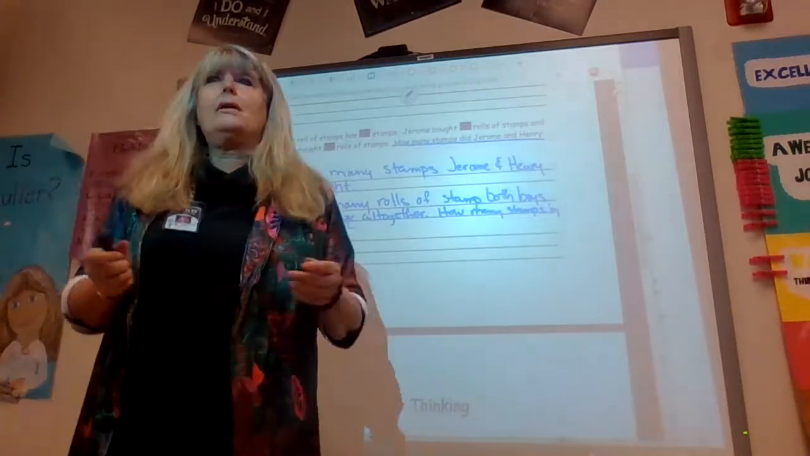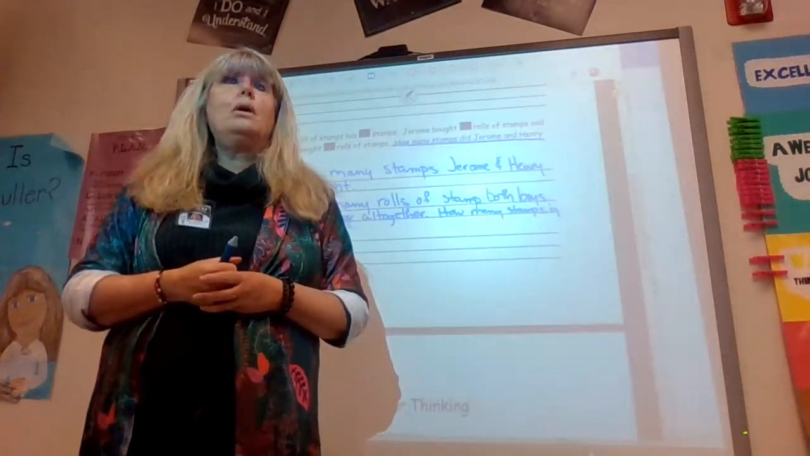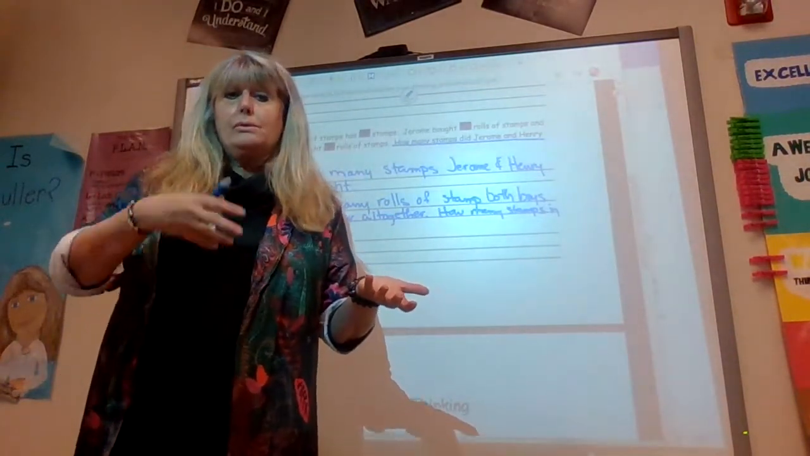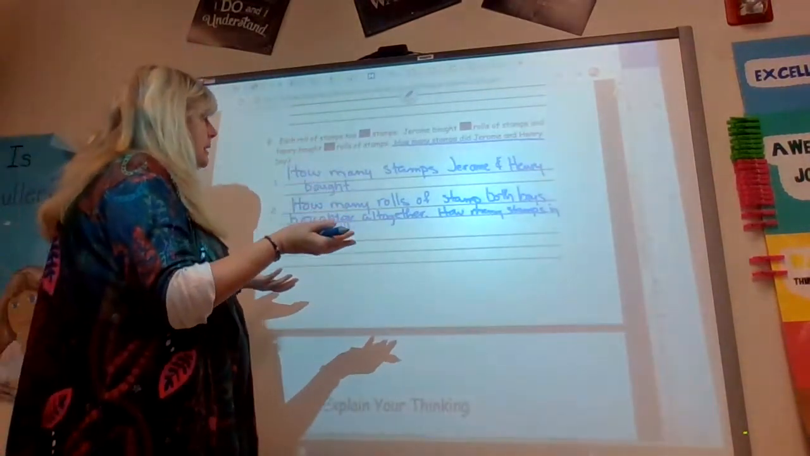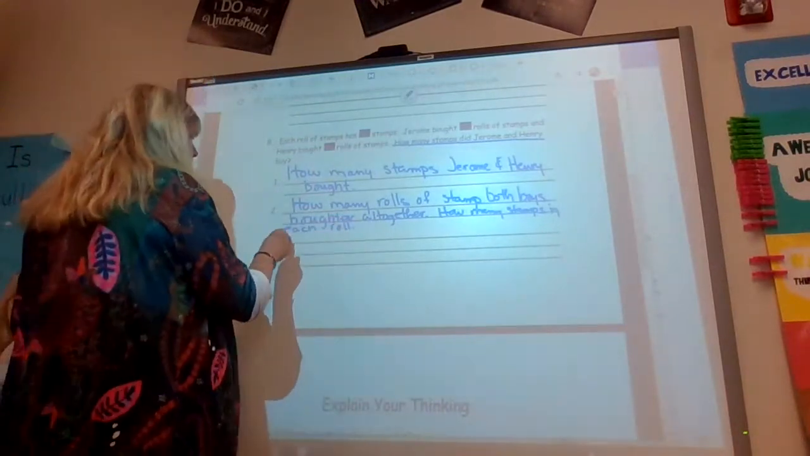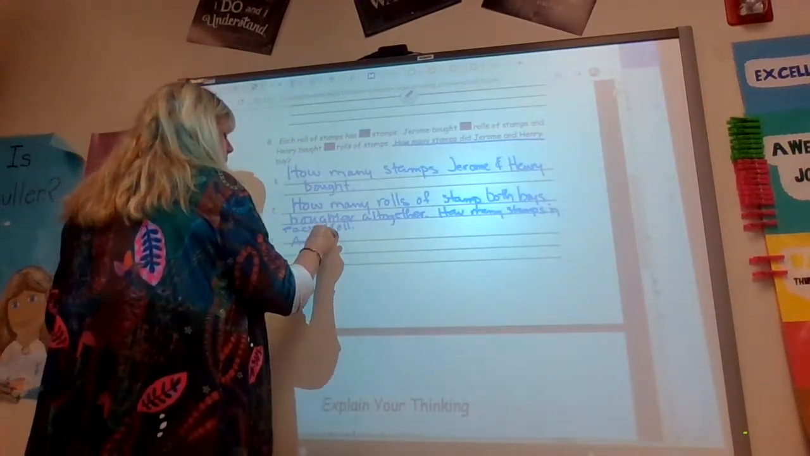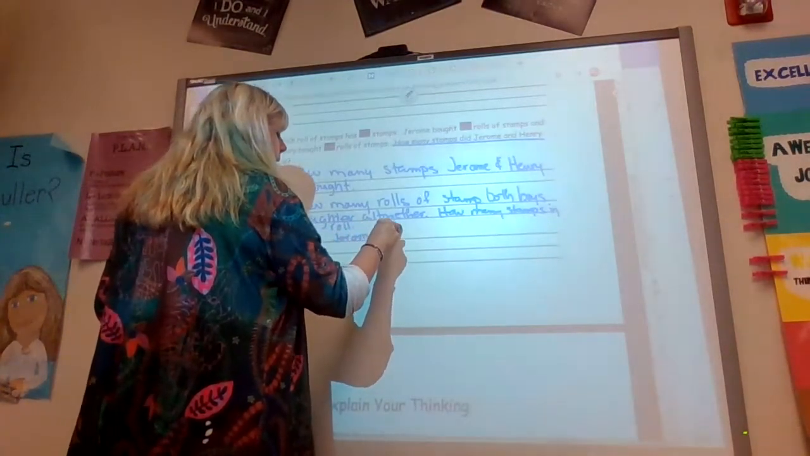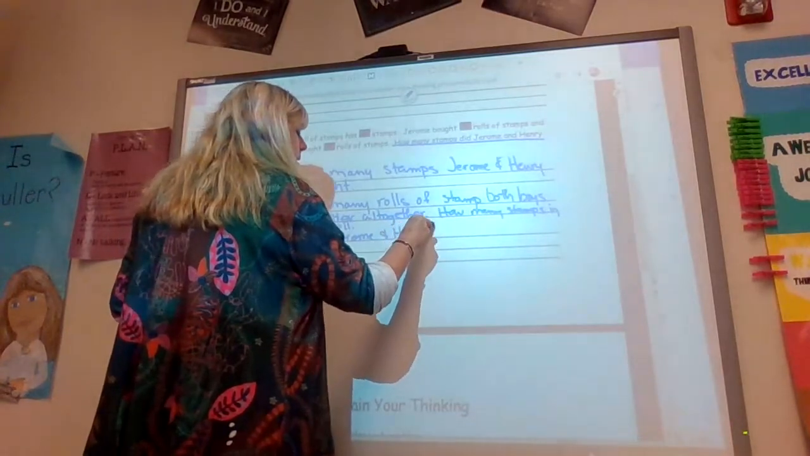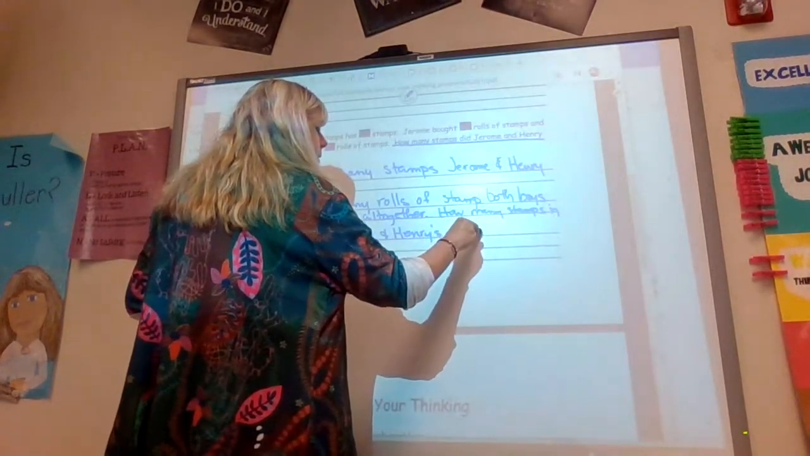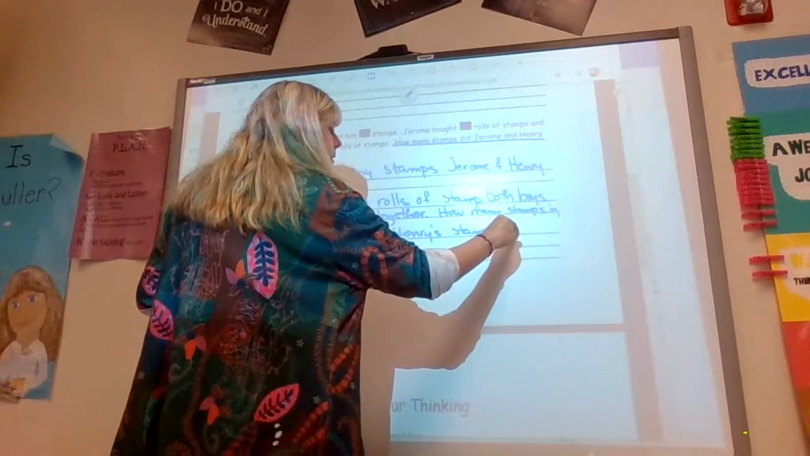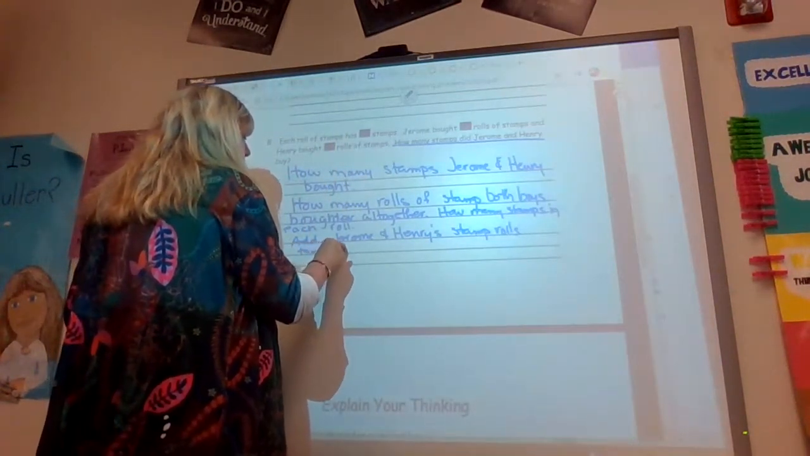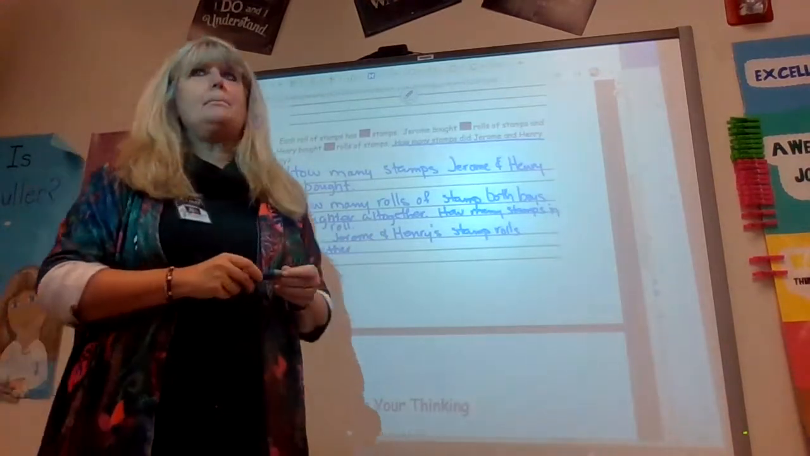So, how am I going to solve this problem? Well, I'm going to add maybe Jerome's amount of rolls and Henry's amount of rolls together. Add Jerome and Henry's stamp rolls together. Still doesn't tell me how many stamps.